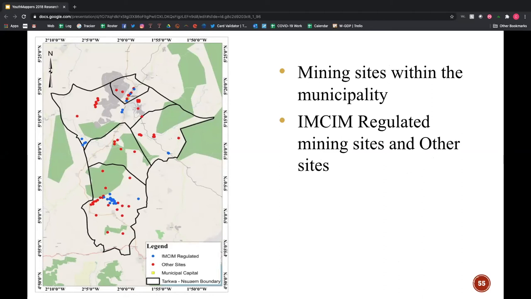So in the research, we had to get secondary data sets from IMCIM Ghana and Minerals Commission Ghana. IMCIM Ghana is the body that's in charge of regulating the small-scale mines in Ghana, and the Minerals Commission is the overall body that's in charge of overseeing everything mining. So we had to get permission from the Minerals Commission to visit those small-scale mines. And the map shows the mining sites within the municipality. The ones in red are the mining sites which are not monitored by IMCIM, and the ones in blue are the regulated mining sites or the legal mining sites.